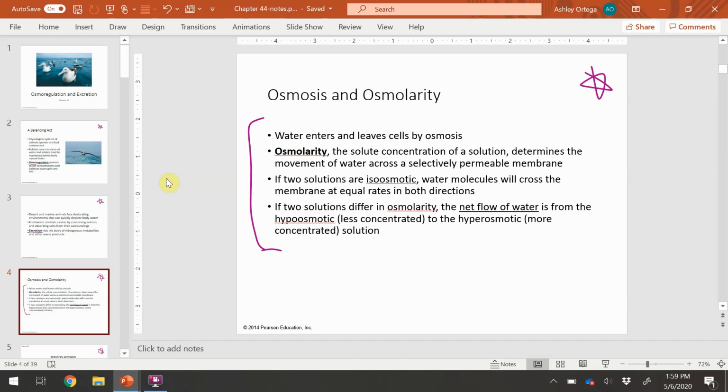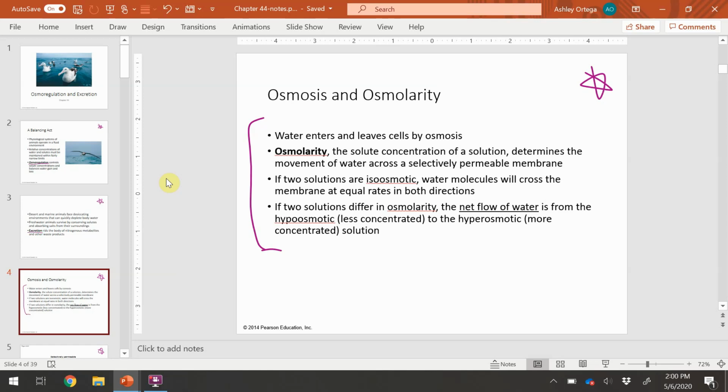If you remember from Biology 1, osmosis is the movement of water across a semi-permeable membrane. Osmolarity is the solute concentration of a solution, and this determines the movement of water across a selectively permeable membrane. So in terms of osmosis, this is measuring the concentrations of those solutes.